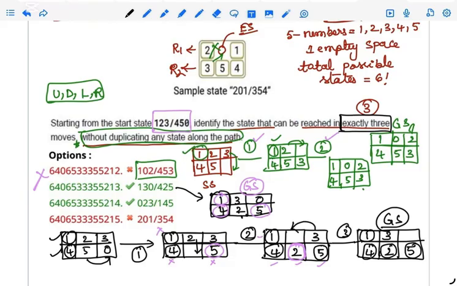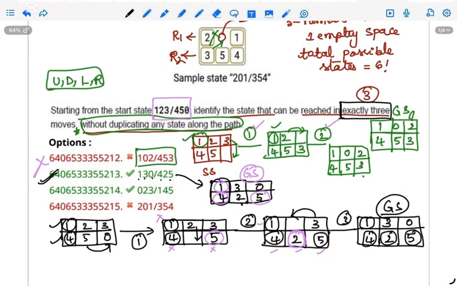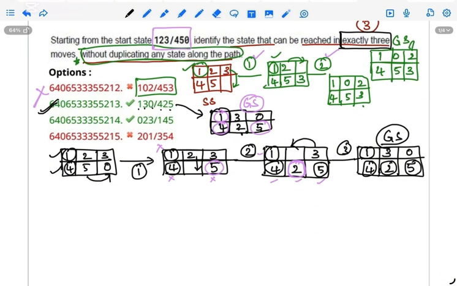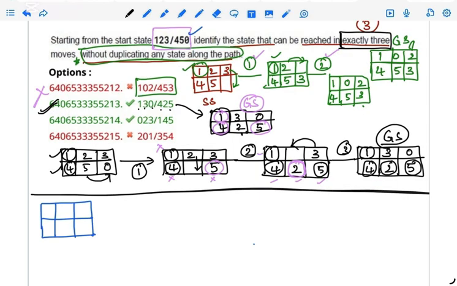For option B, they have given 1, 3, 0, 4, 2, 5, where 0 means empty space. So this option is correct. We reached it in exactly 3 moves. This option is correct. Next, option C: 1, 2, 3, 4, 5, 0. This is for option C, this is for option B, and this is for option A.